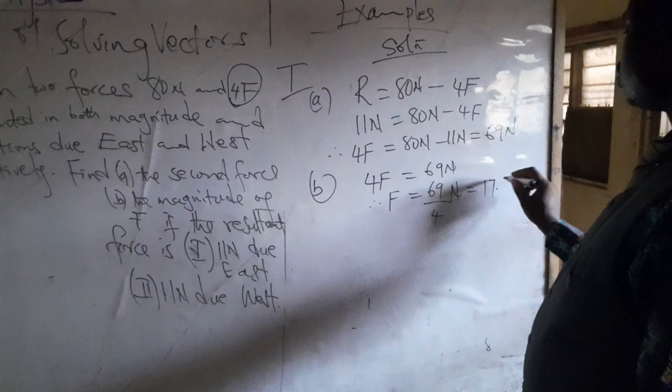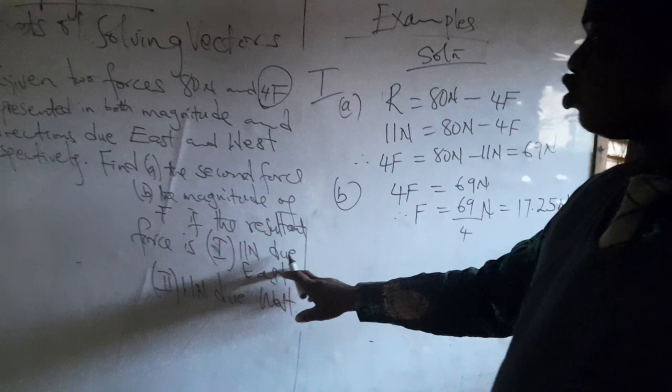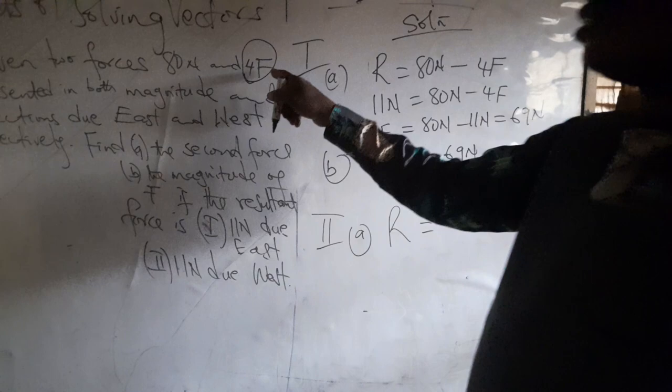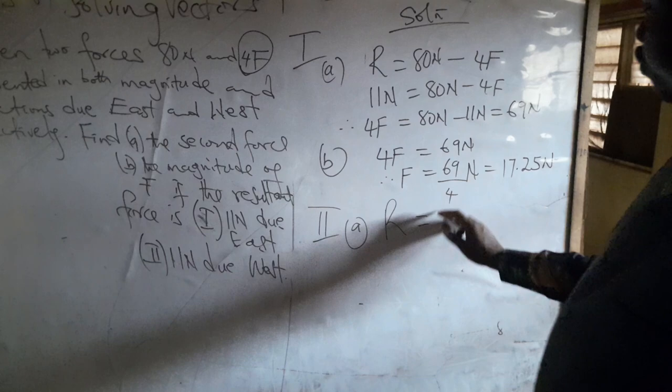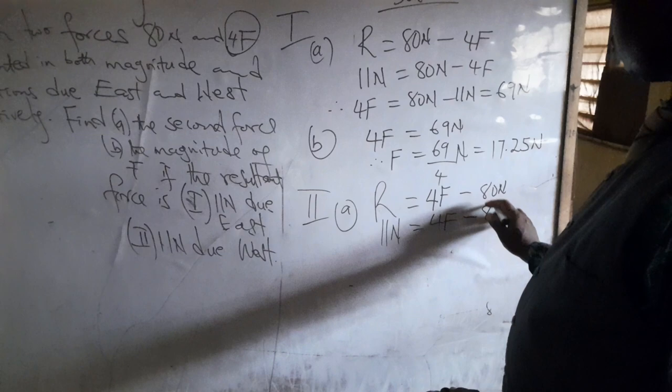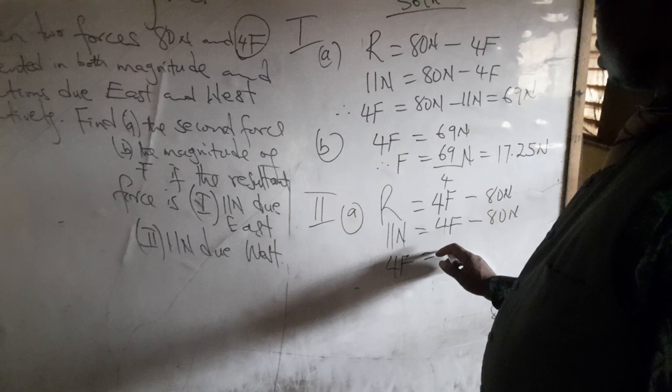That is where it is I. Now II is 11 Newton due west. It means that the one that is due west is larger, because I told you that the resultant must be in the direction of the larger force. So now we say 4F minus 80 Newton, and the resultant is 11 Newton. So 4F becomes 11 Newton plus 80 Newton, and that is 91 Newton.